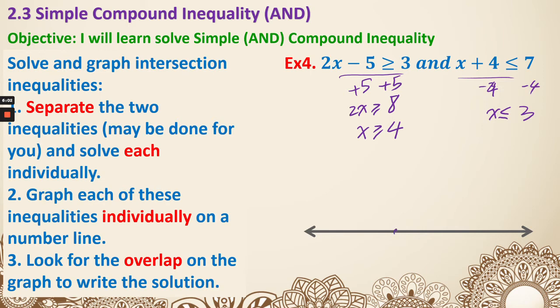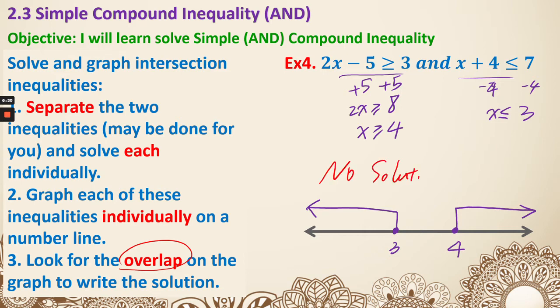X is greater than or equal to 4, so 3 is here, solid dot because it has an equal sign. 4 is here, solid dot because it has an equal sign. 3 is actually pointing to the left, and 4 is pointing to the right. And then we are looking for the overlapping part. Overlap is just a different way of saying intersection. And if you look at the graph, there is no intersection. There is no overlapping. So the answer is no solution. That's example 4, which is a special case.